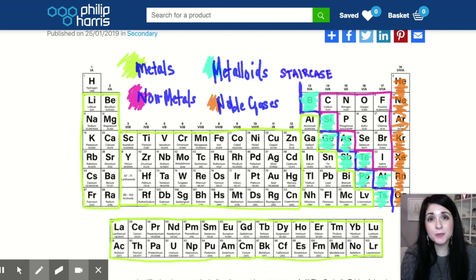I hope that helped. We'll go over the other types of elements probably in class, just because I think it would be easier to do it in class. The coloring is a lot on the screen. So we'll do the other part of that in class.